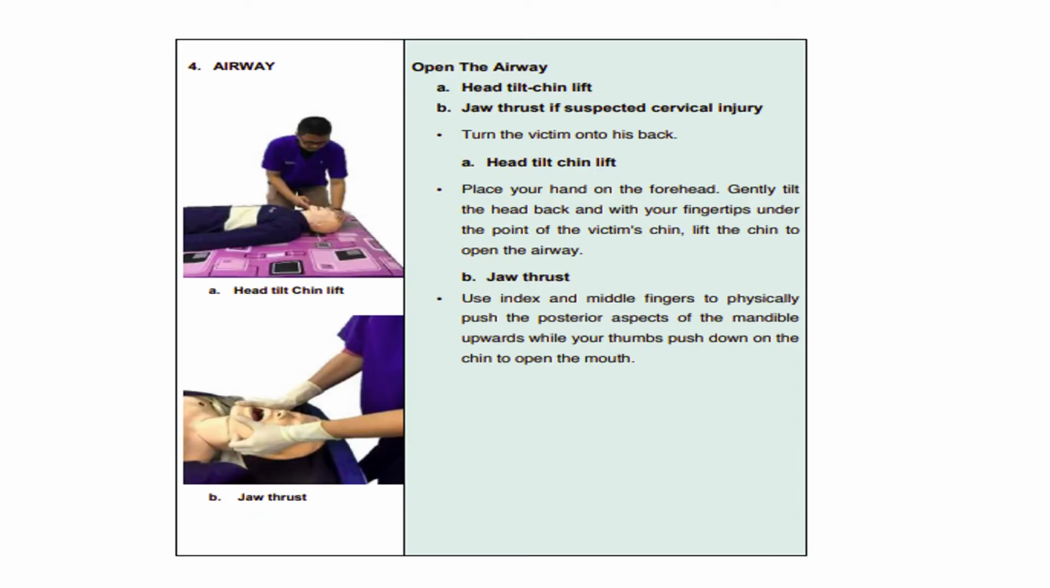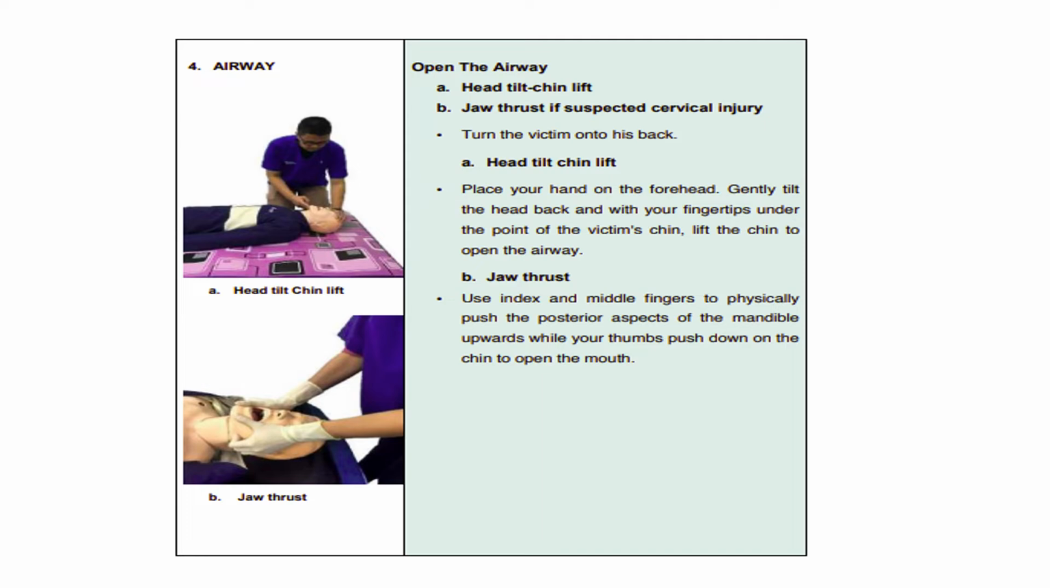Then we have to assess the airway. This is where we do the head tilt chin lift maneuver. Or for a patient that you suspect there is a cervical injury, you can do a jaw thrust. To do the head tilt chin lift maneuver, you should place your hand on the forehead, gently tilt the head back, and with your fingertips under the point of the victim's chin, lift the chin to open the airway.